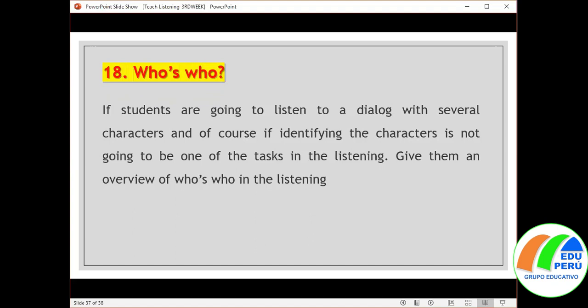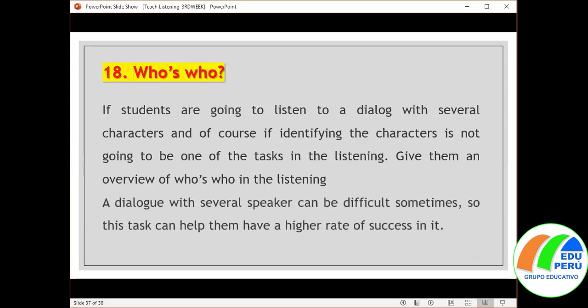The characters of the conversation. This is more related to conversation or dialogue. So you're going to give them an overview of who's who in the listening. And this is very important because maybe they don't know who's the doctor, who's the patient, or who is the teacher, or who is the student, so they don't know clearly. If you have a lot of characters in the dialogue, you could give an overview of who's who in the listening.